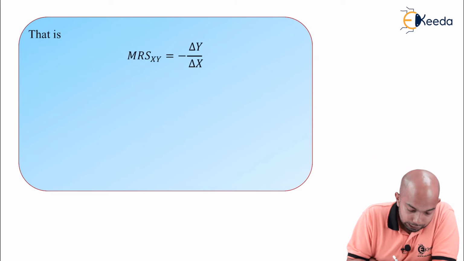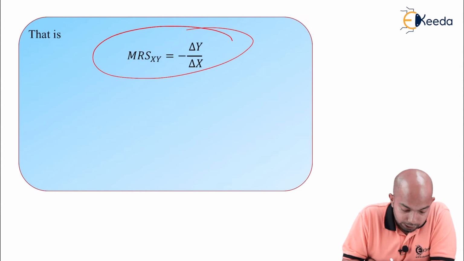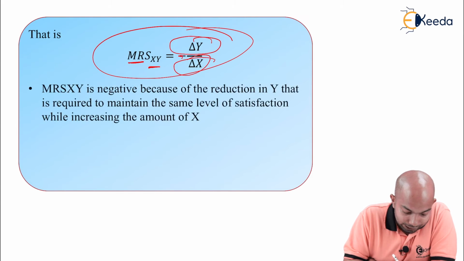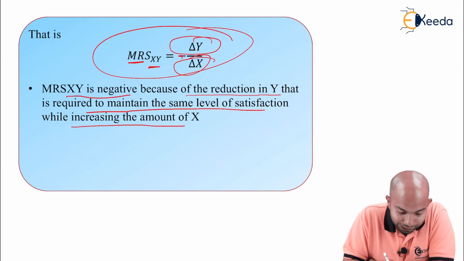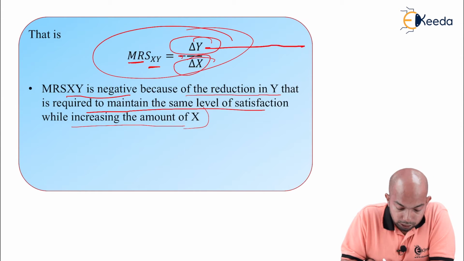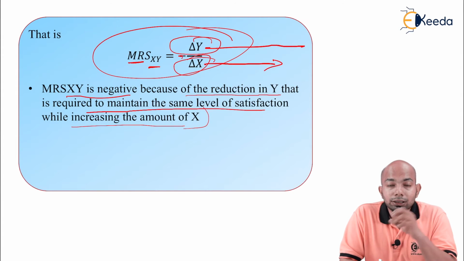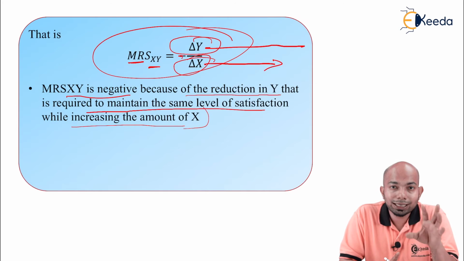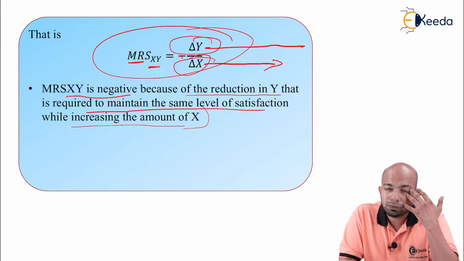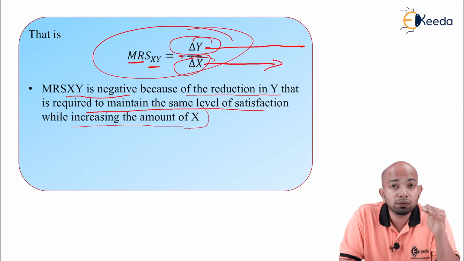Now this is the technical or symbolic formula: marginal rate of substitution of X for Y is the change in Y upon the change in X, and that will be negative here. MRS is negative because of the reduction in Y that is required to maintain the same level of satisfaction while increasing the amount of X. Why is it negative? Because you're giving up certain items of Y to maintain the same level of satisfaction that you used to get earlier. It shouldn't be the case that you reduce this much, increase this much, but satisfaction becomes even lower. It shouldn't be the case at all. Your satisfaction level should be at one single point itself, what you used to enjoy earlier.